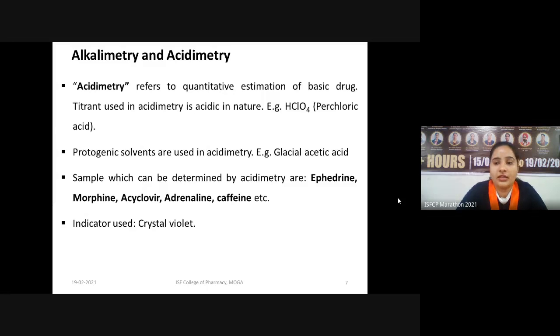Various samples which can be determined by acidimetry are ephedrine, morphine, caffeine. All those drugs which are basic in nature can be quantitatively estimated by using acidimetry titrations. Other drugs such as adrenaline, all those which are basic in nature, maybe because of the presence of a lone pair, can also be estimated. The indicator which is normally used in acidimetry titrations is crystal violet.